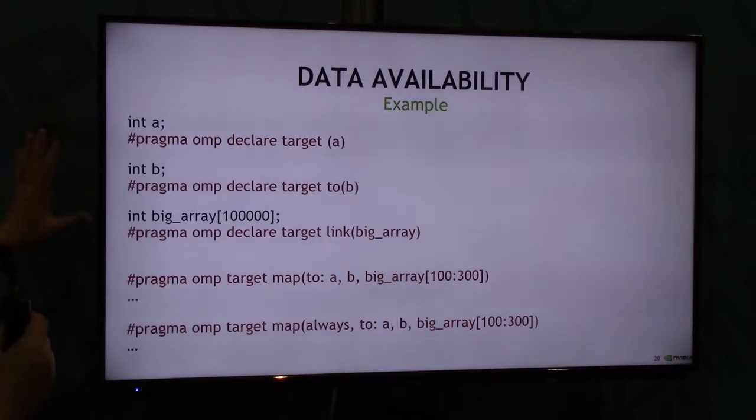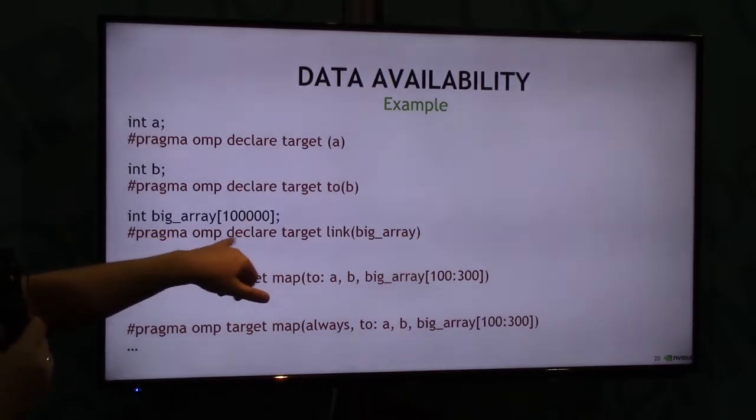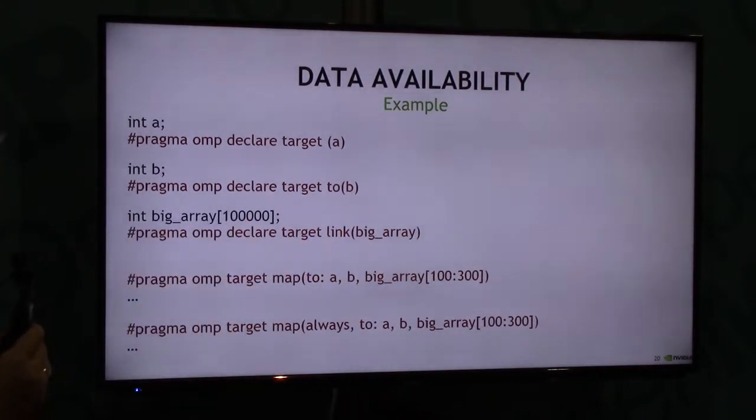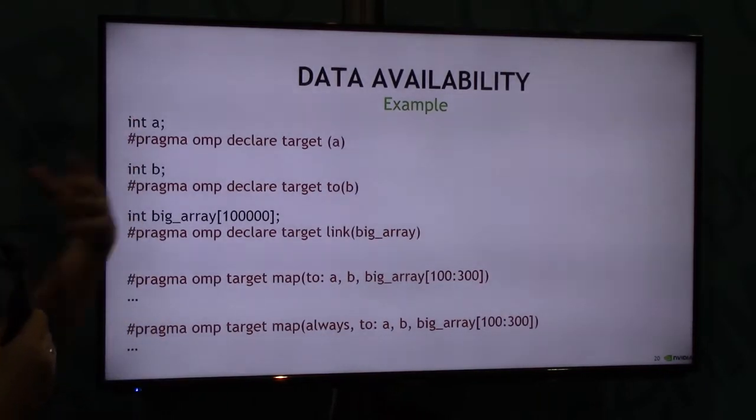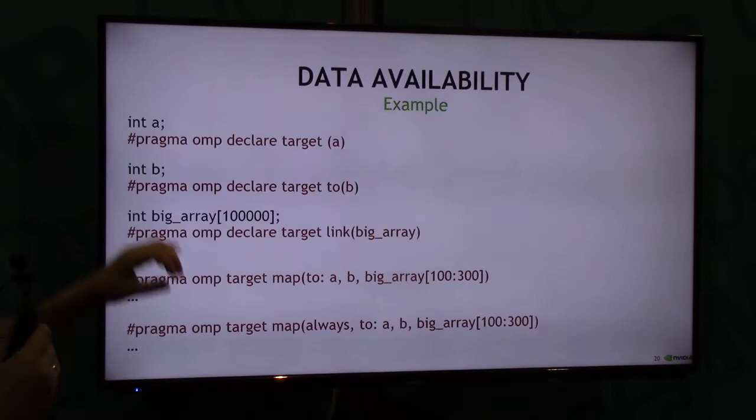So right in 4.5, if you wanted A on the device, which is a global, you'd have to declare it as a target object. If you want B on the device, same thing. If you want big array on the device, you probably don't always want it there, so you would put it as link. So this is all just getting the data so you can compile and link to global objects.